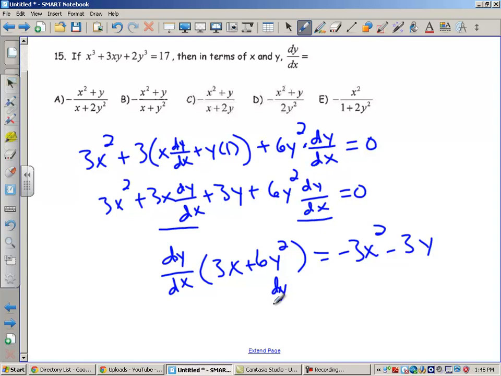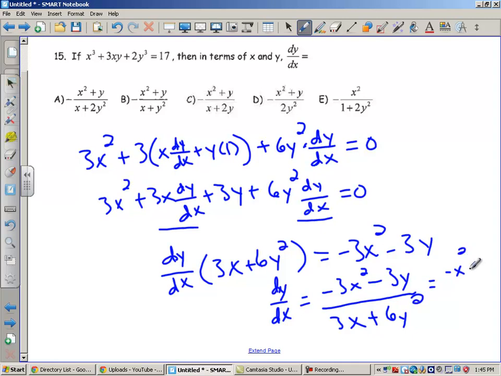And then we'll get that dy/dx equals negative 3x squared minus 3y all over 3x plus 6y squared. Now, I don't see that up here, but that's because we've got a common factor of 3 that I can take out. So we can factor out a 3. I'll get negative x squared minus y over x plus 2y squared.